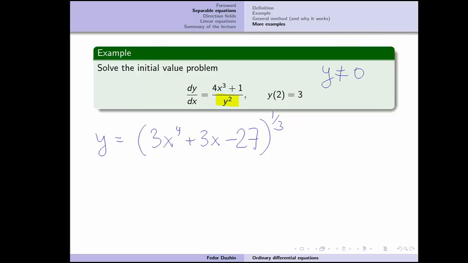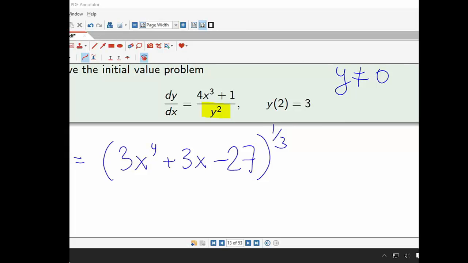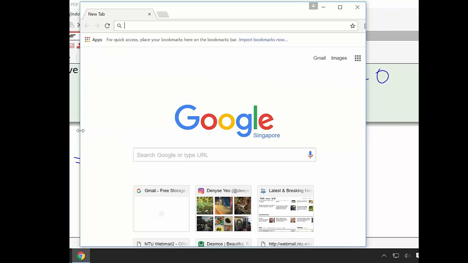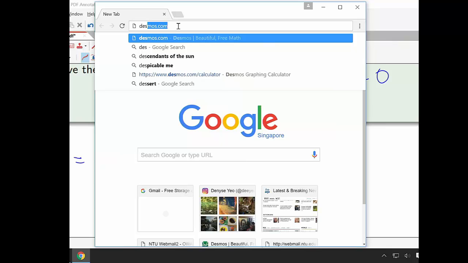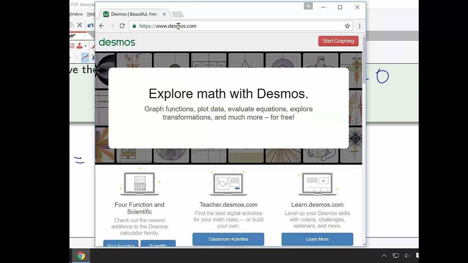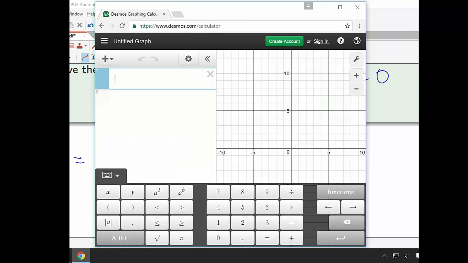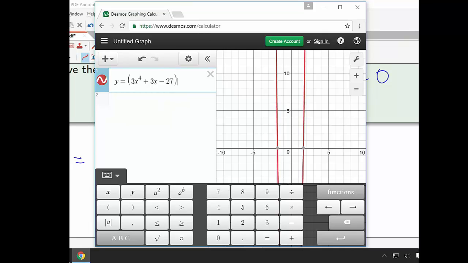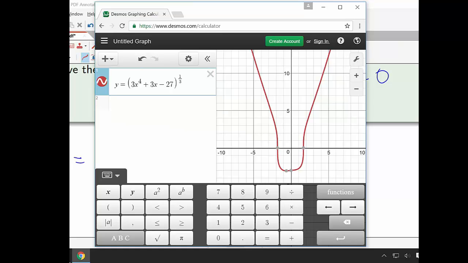Let me explain what I mean. So let me plot the graph of this function. So I'll go to the web browser. So then I'll get this very nice graphing calculator, desmos.com. By the way, you'll be allowed to use it on your midterm test. So you can just forget about your old graphing calculators, at least for this course. So let me write 3x to the 4 plus 3x minus 27, to the power 1/3. Right, so if we just plot this function as the whole thing, if we don't bother with it being positive or negative, then we'll get this picture.